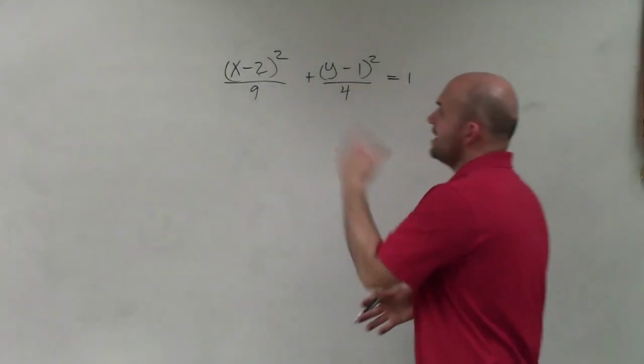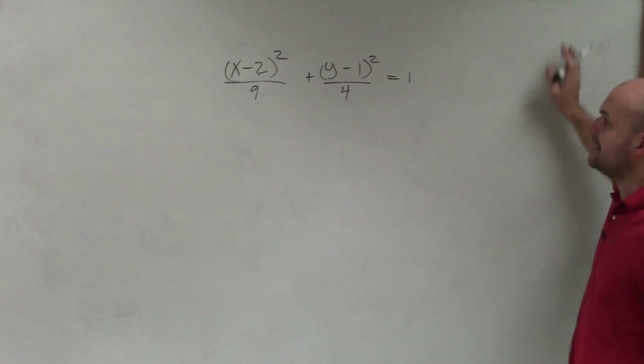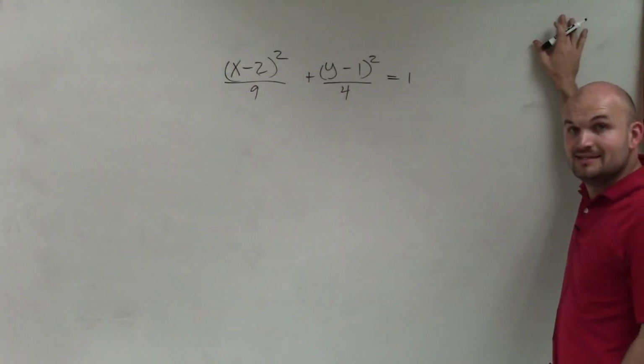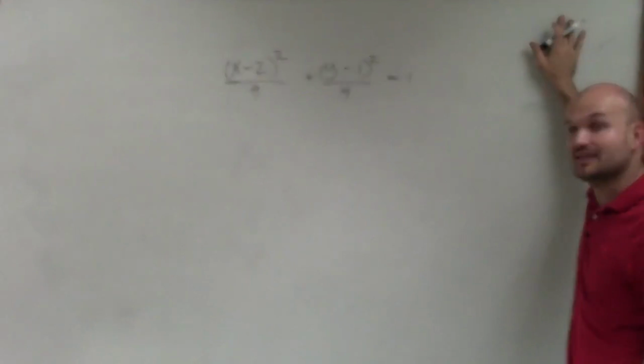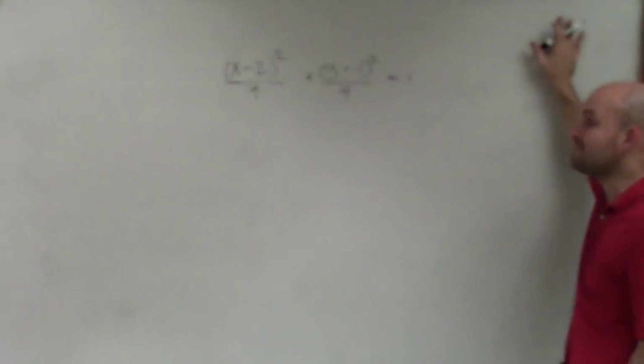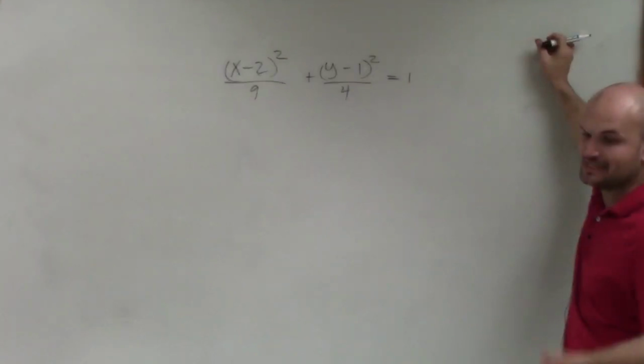All right, so what I have here is (x minus 2) squared divided by 9 plus (y minus 1) squared divided by 4 equals 1. And what we want to do is graph this ellipse as well as identify the center, the vertices, co-vertices, and foci. So the first thing I want to do is identify my a squared, my b squared, and my c squared.